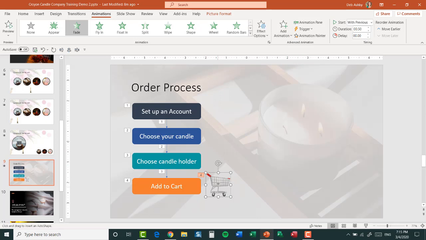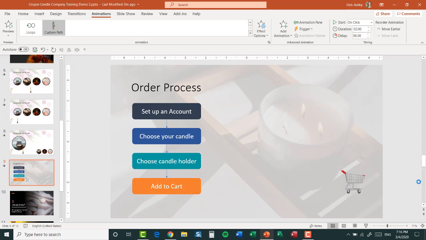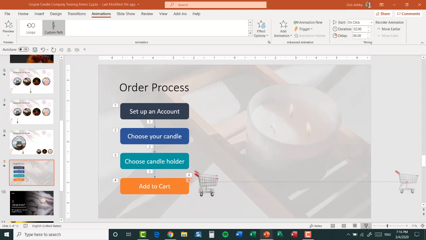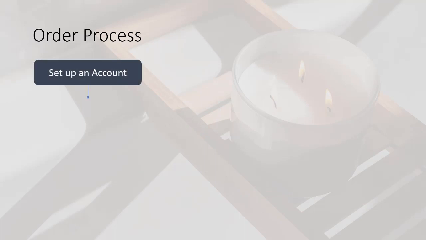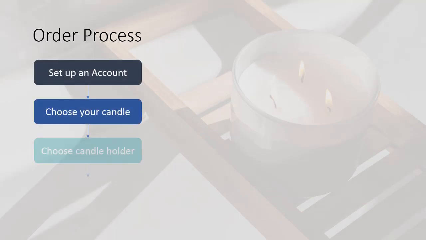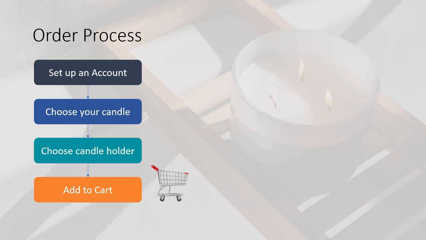I'm going to click in the middle of this shopping cart just once. I'm going to hold down my shift key so I get a straight line, and I'm going to take this all the way off the slide and double click. So now if we play this presentation, it will move through, set up an account, choose your candle, and then we have our cart moving off the screen.